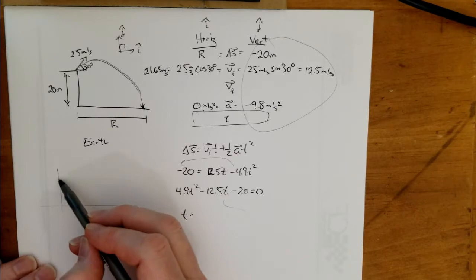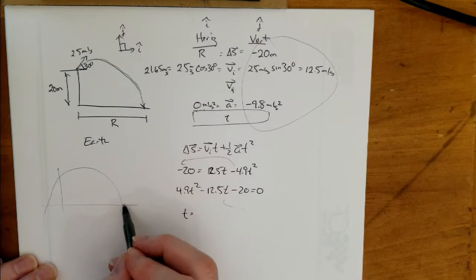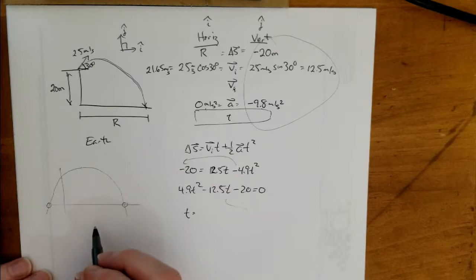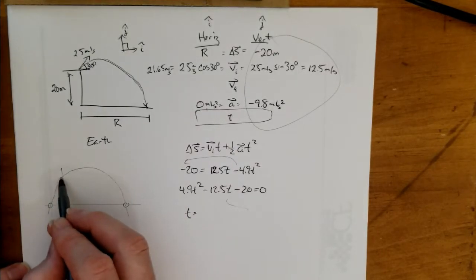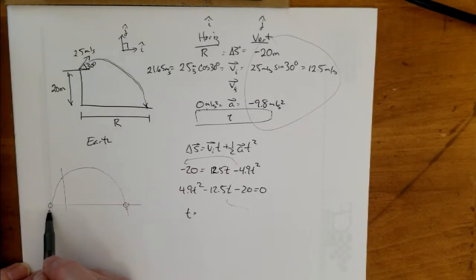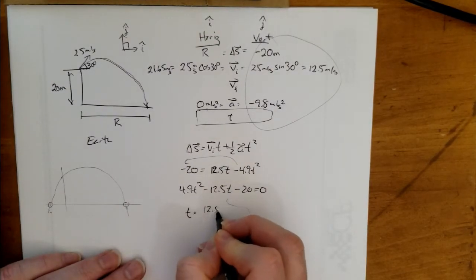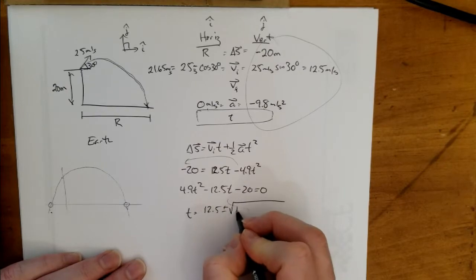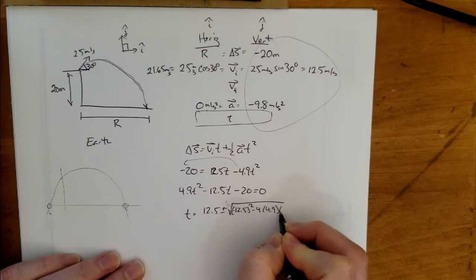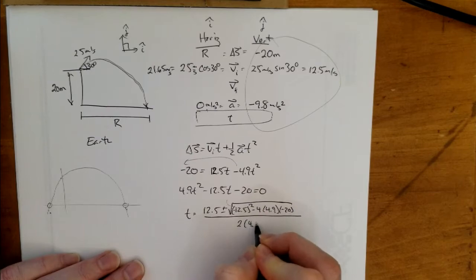From another video, what we're looking at here is the math problem of solving this parabola for the x-intercepts on the horizontal axis. And so I should expect two times. One's negative, one's positive. The absolute value of the positive should be bigger than the absolute value of the negative. So this becomes 12.5 plus or minus the square root of negative 12.5 squared minus 4 times 4.9 times negative 20, divided by 2 times 4.9.